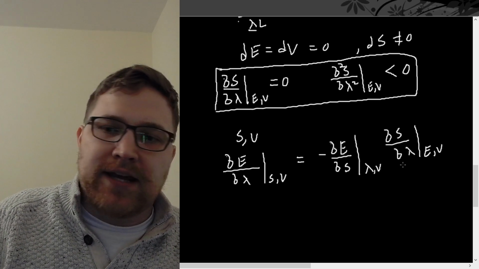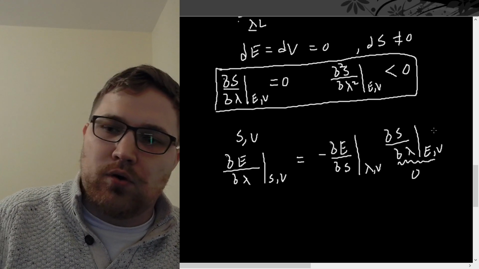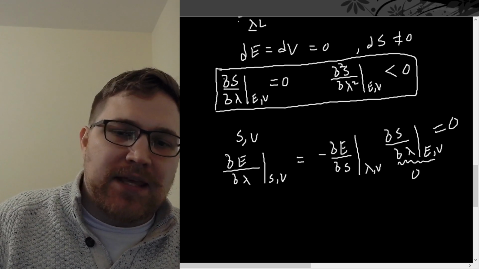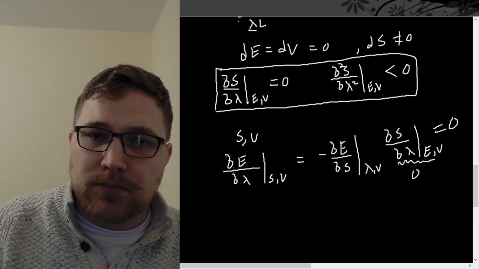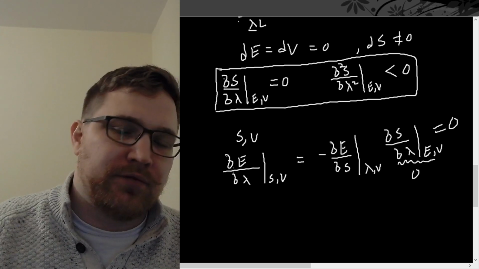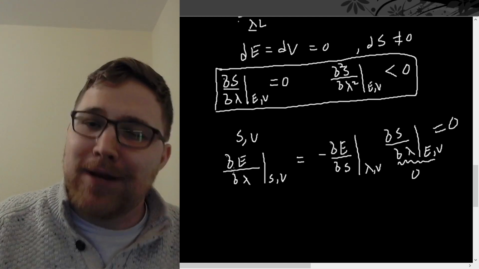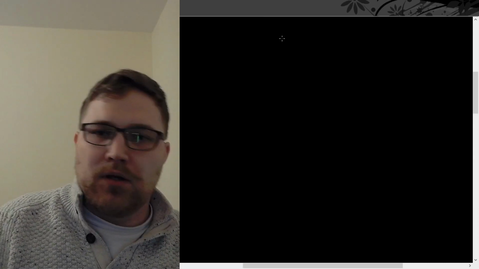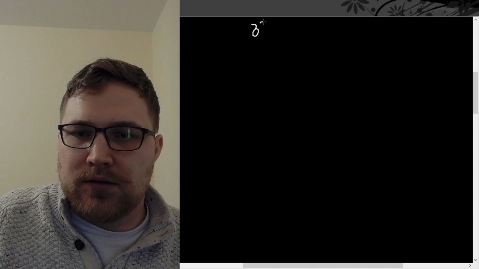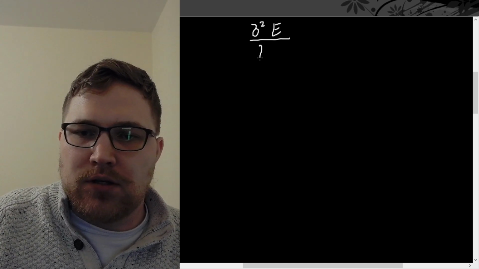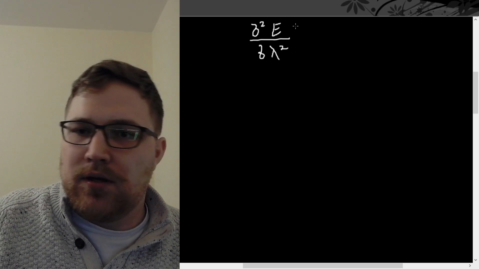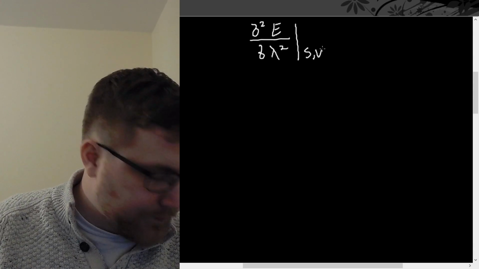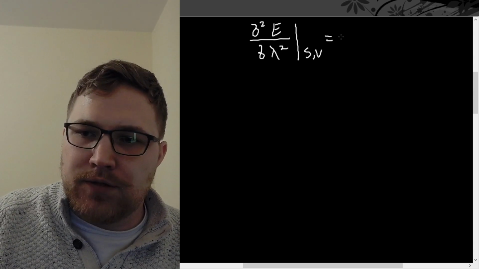Now, because of the second law, this is 0, so the whole expression is 0. And what that tells us is that the energy is at an extremum for the equilibrium configuration of λ. But is it at a minimum or a maximum? Intuitively, you're probably guessing it's at a minimum, which it is, but let's quickly prove that. So looking specifically at the second derivative of energy with respect to our internal constraint, keeping the entropy and volume fixed, we get the following expression.